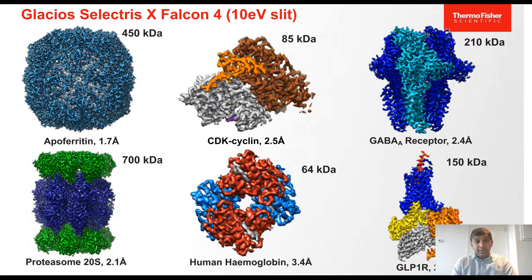We also looked at hemoglobin, which is a 64 kilodalton protein, which went to about 3.4-ish angstrom resolution. And in the case of membrane proteins, we looked at the GABA receptor going to 2.4, and this GPCR sample going to 2.6 angstroms.